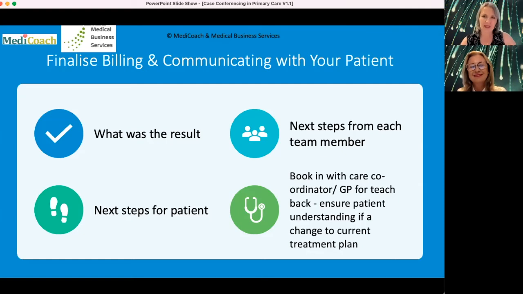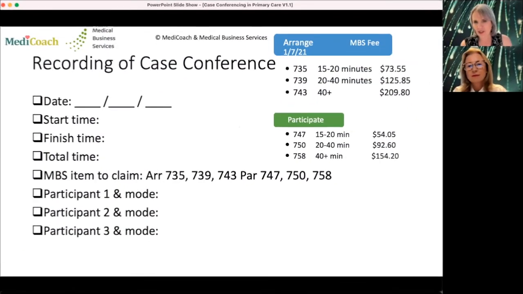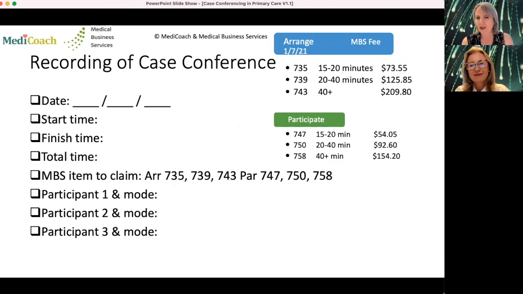And so all of the systems will fall apart and it will not see longevity unless the billing is taken care of as well. The practitioners are obviously not going to be terribly appreciative if, for all of their hard work and input, there is no recognition shown at the end of that. So this is really, really important, as well as, of course, communicating the outcome of that case conference with your patient. Cheat sheet at the right there that gives you the time interval with the correct billing item number and the Medicare rebate that's current as of July 2021.